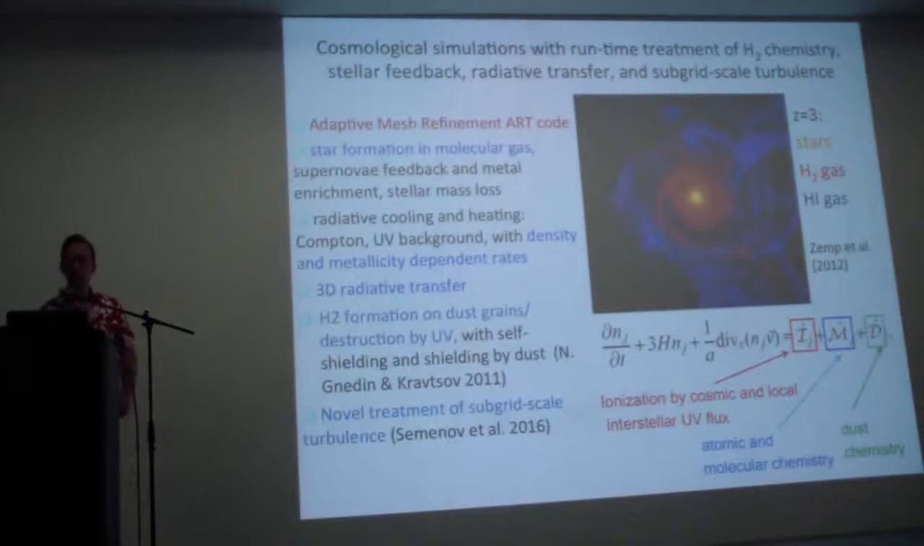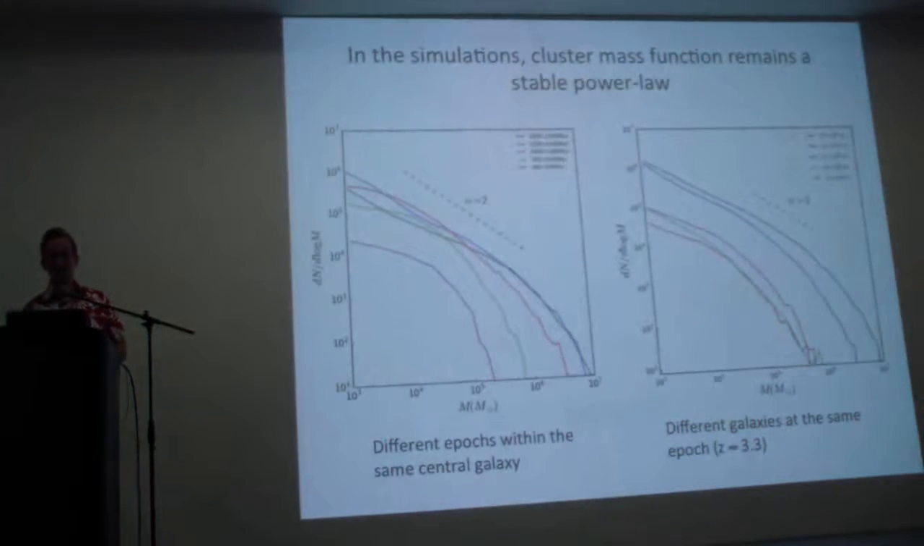The simulations are done with the adaptive mesh refinement code called ART, which includes a big collaborative project, which includes a lot of the physical processes that we think are important now for modeling galaxy formation and star formation. There is a new prescription, new modeling added for subgrid scale turbulence. If you want to know more details about this, please ask me afterwards at the bar somewhere. I'll focus on the results.